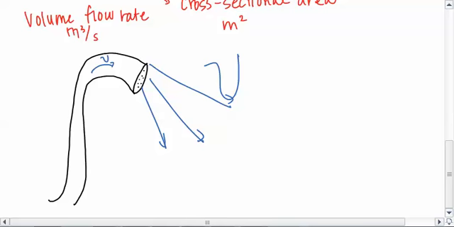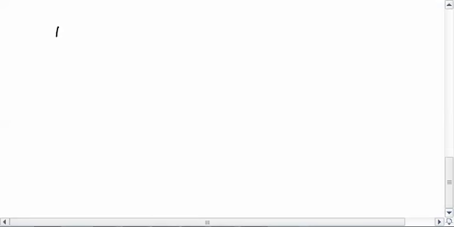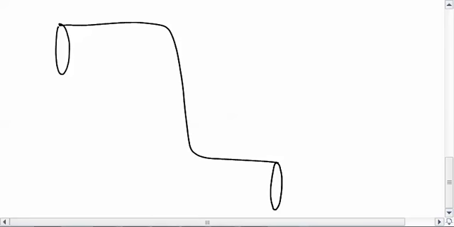Now, when fluid flows through a pipe, there's other things acting on it too. Let's look at maybe here is a pipe and it goes through a change in height.